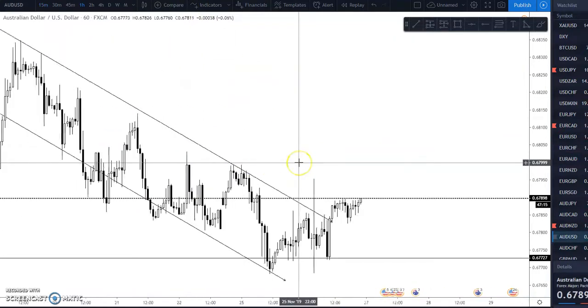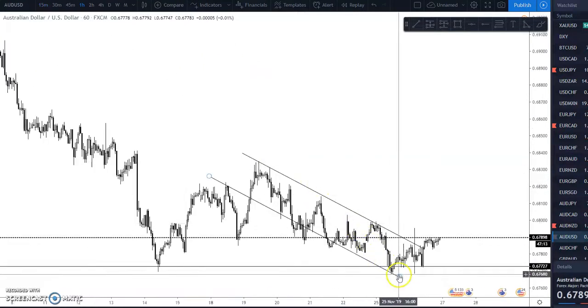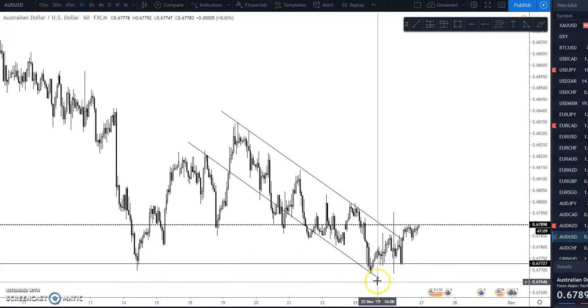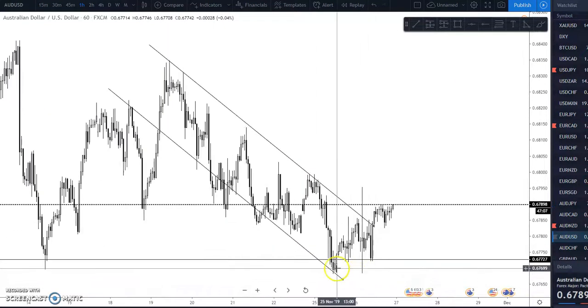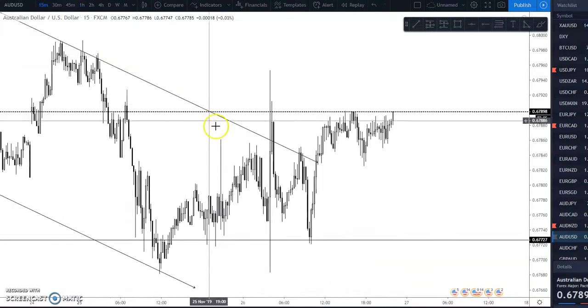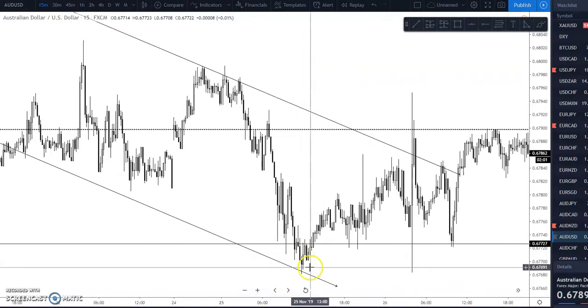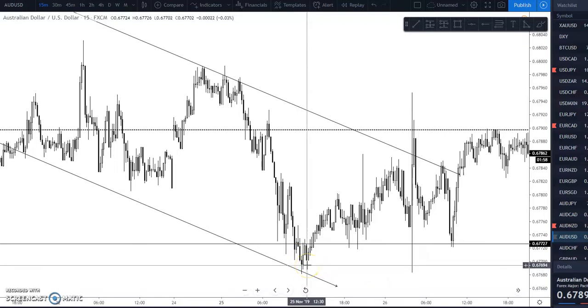This is happening simultaneously as the channel was completed and touching the previous support zone for AUD USD on the 14th of November. If we zoom down to the 15-minute time frame, there is roughly a bullish engulfing candlestick pattern right here that is a signal for our reversal. And it's also important to note the timing of the day as this is occurring. This is the New York session.